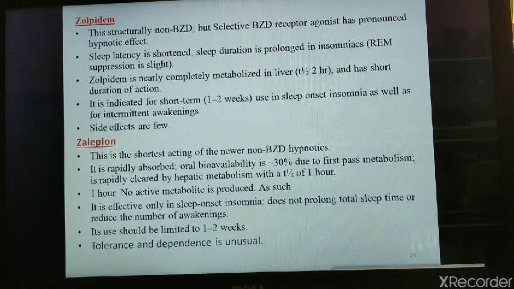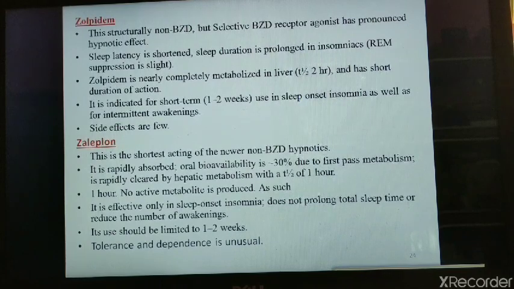It is rapidly absorbed. The oral bioavailability is about 30%. No active metabolite is produced in this case. It is effective in sleep onset insomnia and does not prolong total sleep time or reduce the number of awakenings.